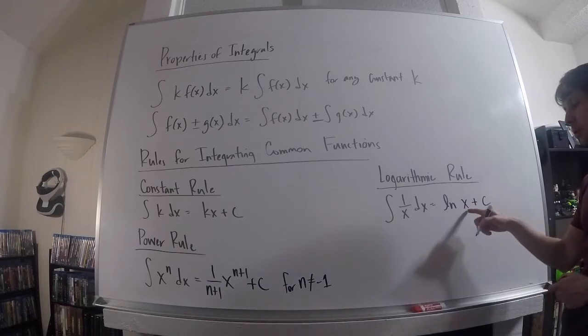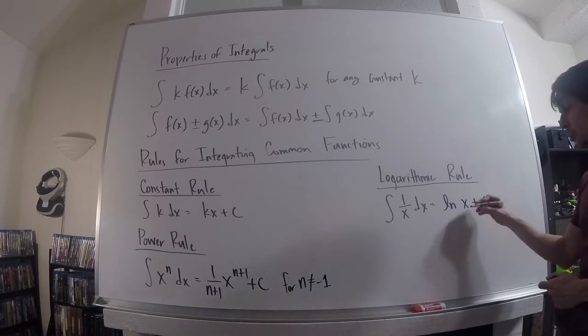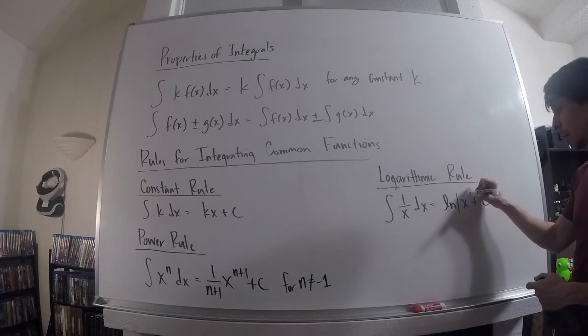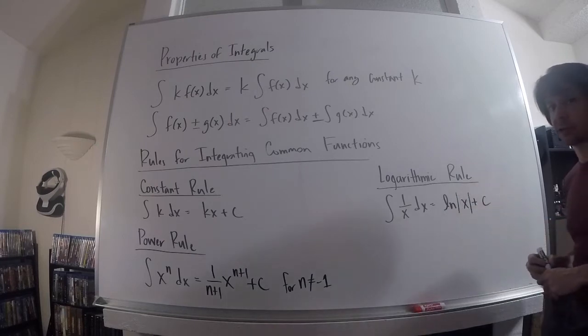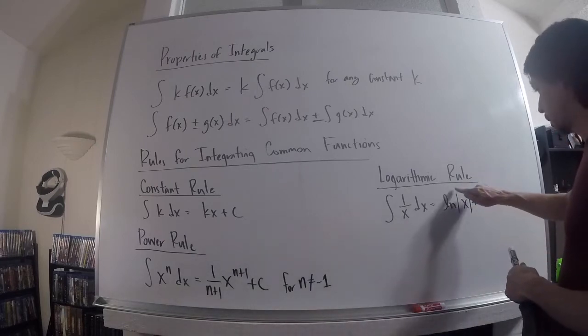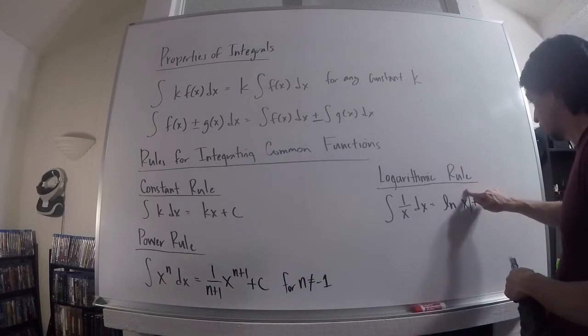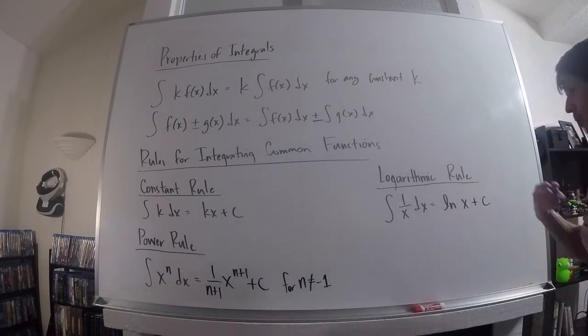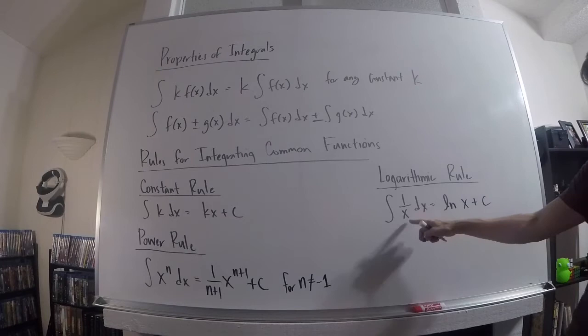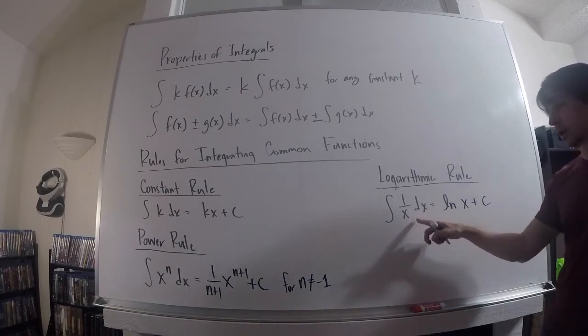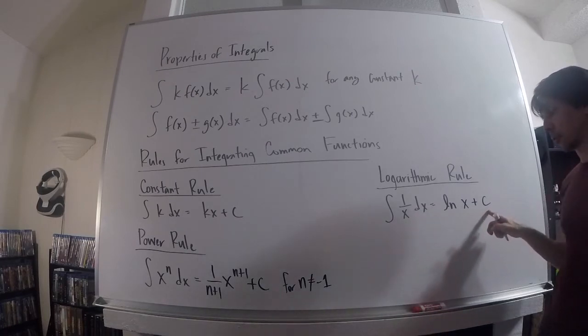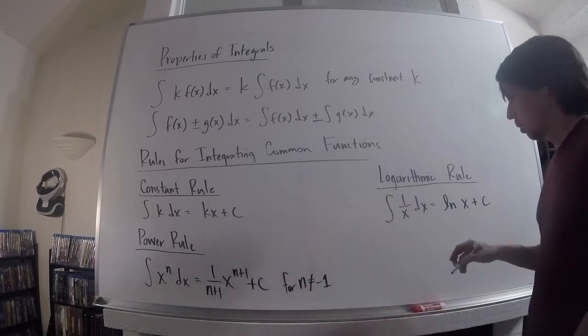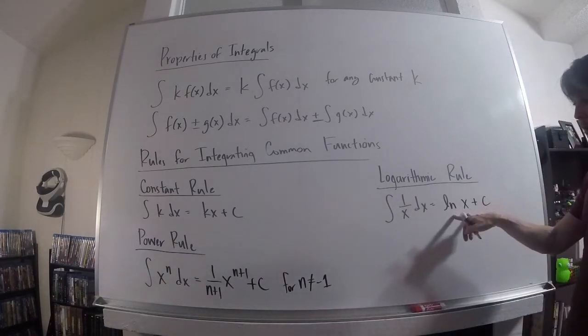And sometimes because logarithms can only take positive values, you can't plug in negative values, they will write an absolute value in more theoretical classes. I'm not worried about that, but be aware that they will do that in other classes. But we'll go with that. Antiderivative of 1 over x dx is equal to ln of x plus that arbitrary constant. And that's because the derivative of ln is 1 over x.